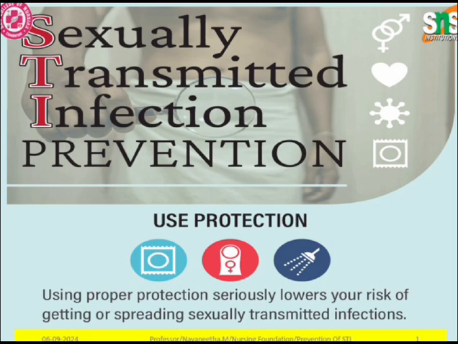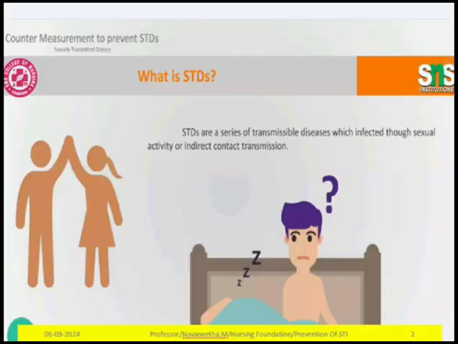There are different types of STI: chlamydia, gonorrhea, genital herpes, hepatitis B, HIV, HPV, syphilis, and trichomoniasis. These are commonly seen STI problems in India. Next we'll see the definition of STI.